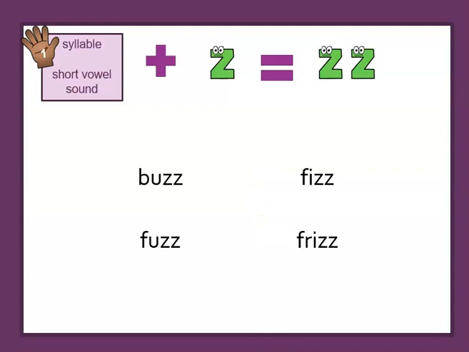Now the floss rule also works for the letter Z at the end of a word that's one syllable and has a short vowel sound. Let's look at the first word. Let's tap out the sounds to read the word. B, z. Buzz. Let's clap it to see if it is one syllable. Buzz. It is a one syllable word. I hear the short U. It's followed by a Z, so I need to double the last letter Z.